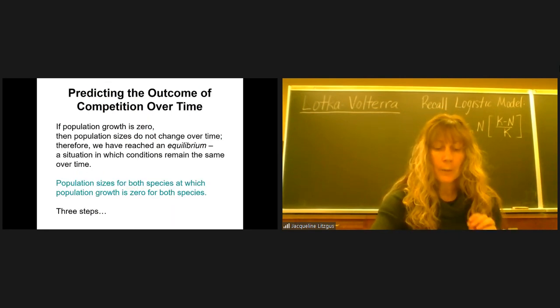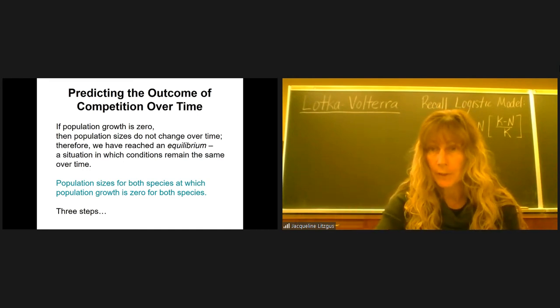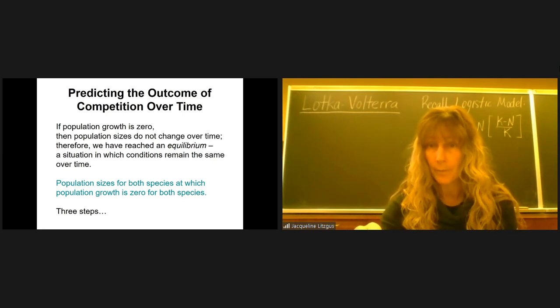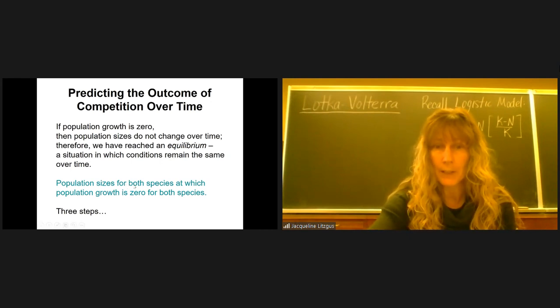Okay, so these equations can be used to predict the outcome of competition over time. And to do this, we have to find the equilibrium values. So we have to determine the equilibria. And those equilibria are the population sizes for species one and species two for which population growth is zero. So at equilibrium, population growth is zero. So population sizes for both species at which population growth for both species is zero. Okay, that's an equilibrium value.